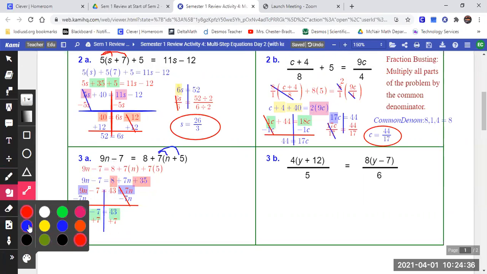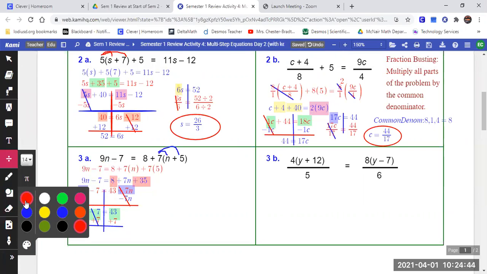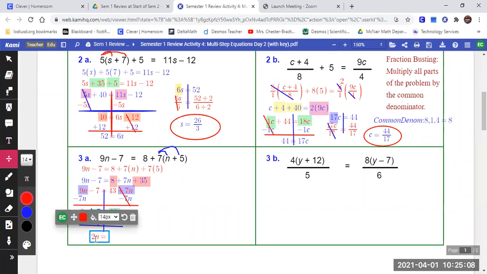Math operation line, because we're adding and subtracting. 7 minus 7, 0. What's left on the left-hand side? What's left? 2n. And that 2n has to equal what? Do the math. 50.